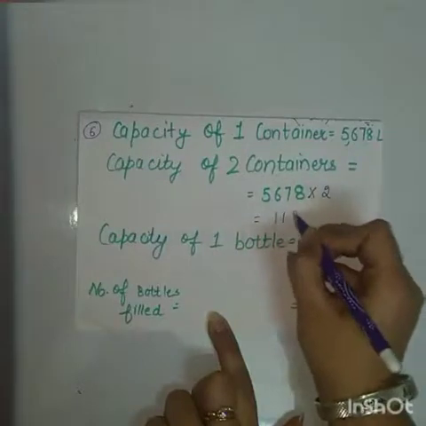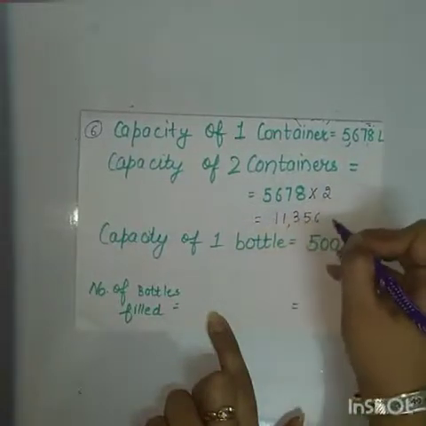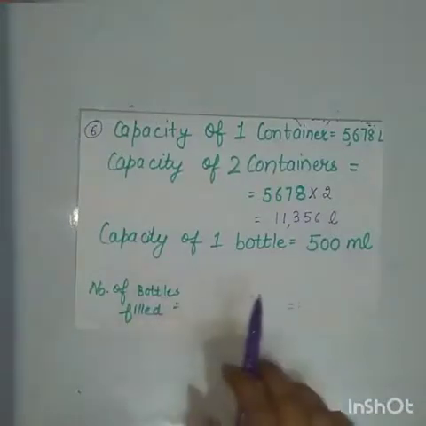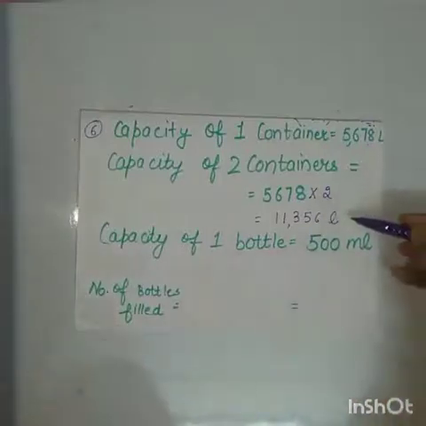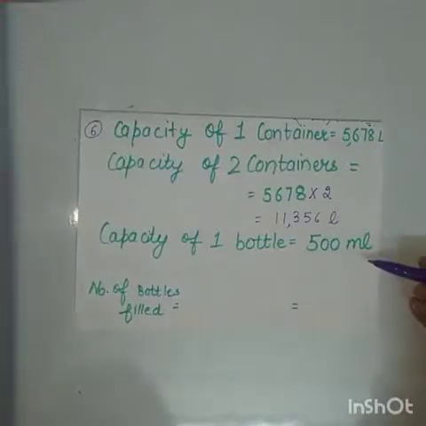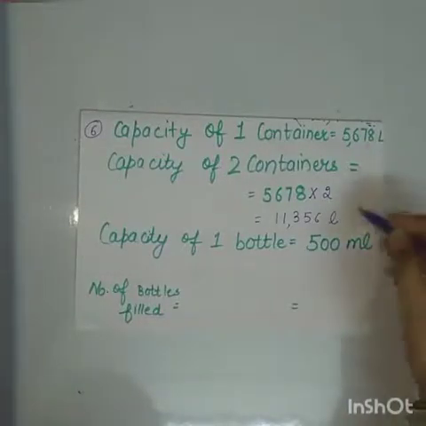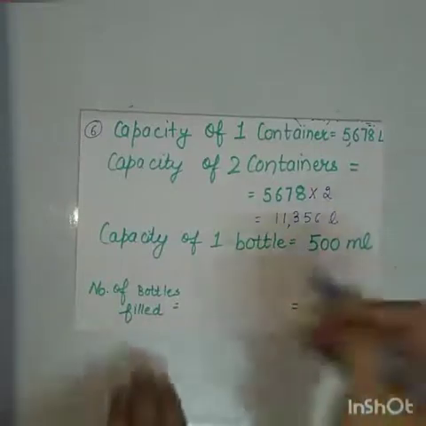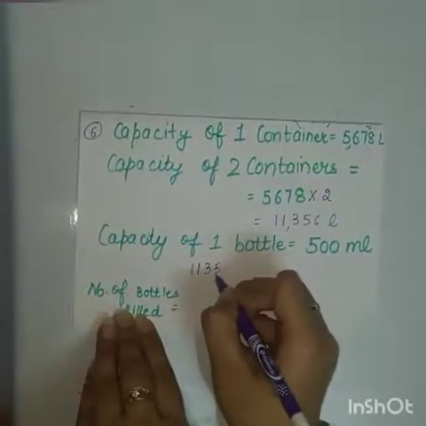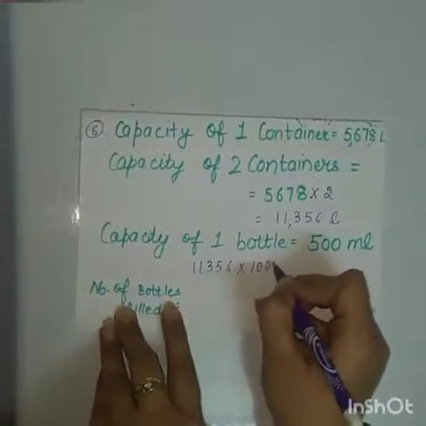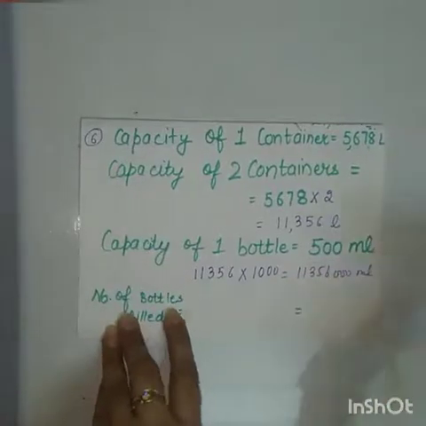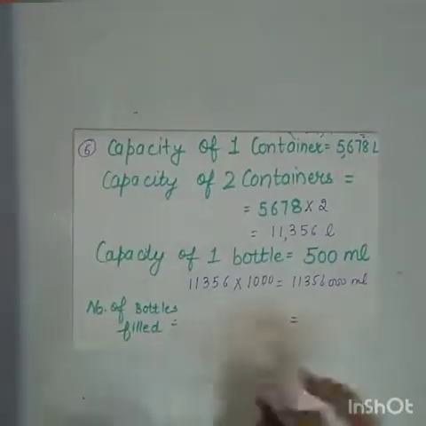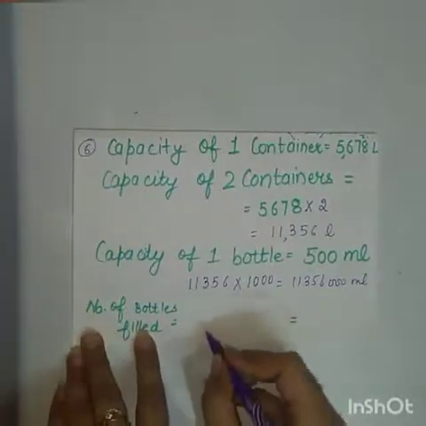So 11356 liter. The capacity of one bottle is 500 milliliter. Now here the capacity of container is in liter and the capacity of bottle is in milliliter. So let us convert the capacity of container into milliliter. 11356 multiplied by 1000, that is milliliter. So number of bottles filled is equal to, which operation will be used?